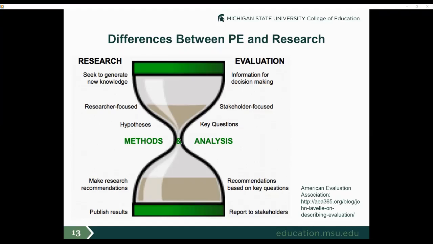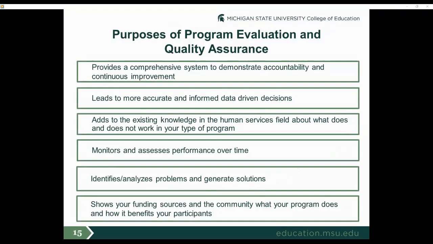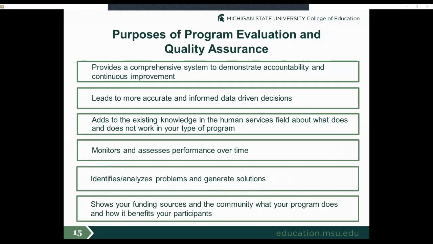In this next section, we're just going to talk a little bit about why PE and QA are needed. As you can see, there are multifaceted purposes for evaluation and quality assurance. And let's just review these real briefly. Certainly one of the most important things is that it provides a comprehensive system to demonstrate accountability and move forward in relation to continuous improvement. It also leads to more accurate and informed decisions driven by data. It adds to our existing knowledge in the human service field about what works and what does not work in the kind of program that you've designed.